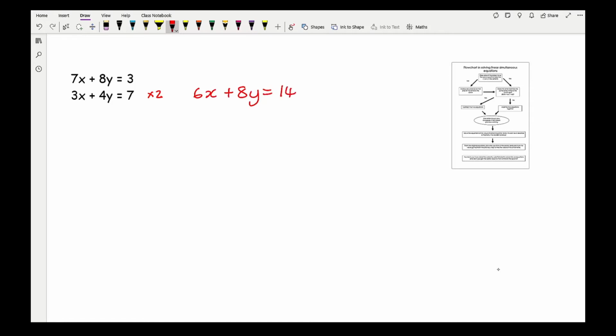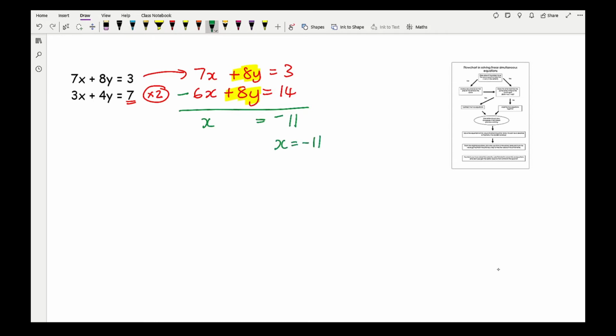Now just make sure that when you are multiplying an equation, you don't forget about the number, because a lot of students will forget about that number. So taking the first equation as it is, I've got 7x plus 8y equals 3. So from this you can see that my y's are the same, and also the signs of those are the same as well. So what I'm going to do here is take away the two equations. So here I've got 7x take away 6x, which is just 1x, and 3 take away 14, which is minus 11. So therefore, x equals minus 11.